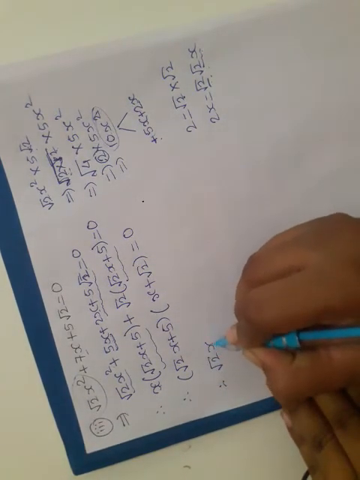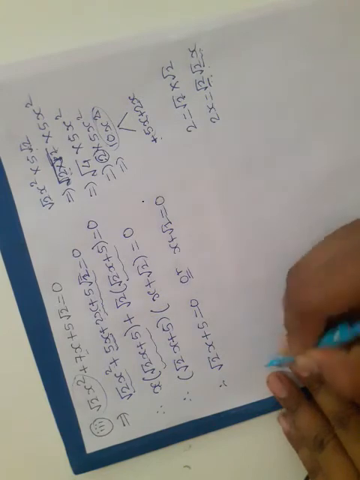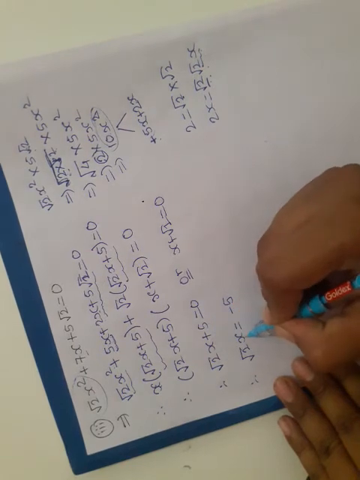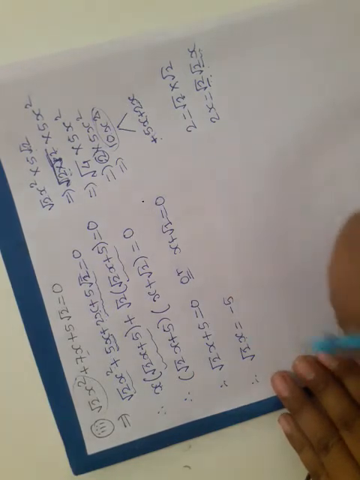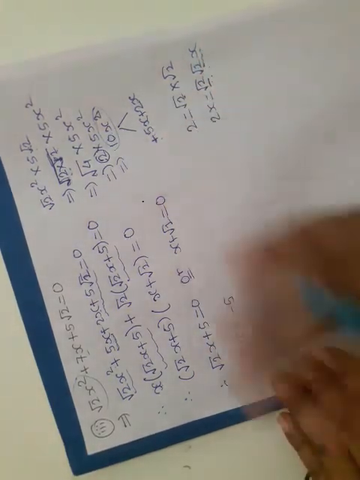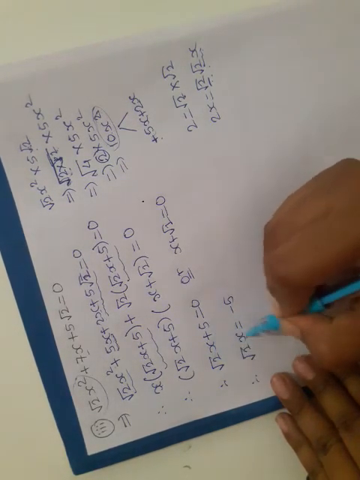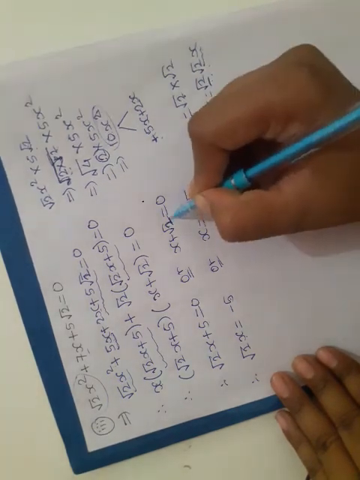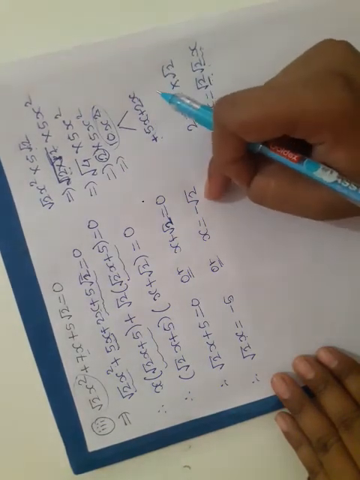So root 2x plus 5 is equal to 0, or x plus root 2 is equal to 0, and therefore we get root 2x is equal to minus 5. To find the value of x, x must not be multiplied or divided by any number. Single x we have to find. So we transpose this 5 to the RHS, it becomes negative, and on this side x is equal to minus root 2. Minus root 2. To find the value of x, we have to transpose this root 2 to the RHS, and it becomes minus root 2.